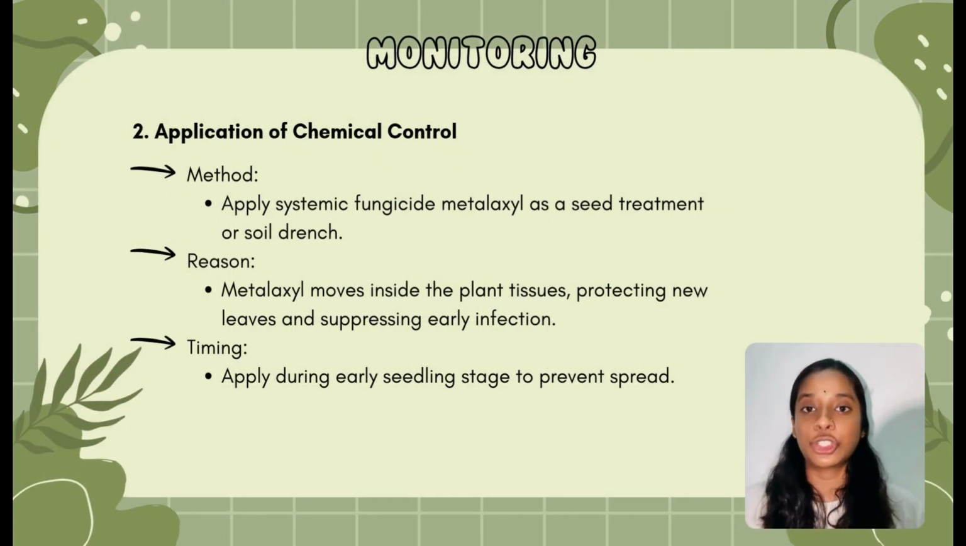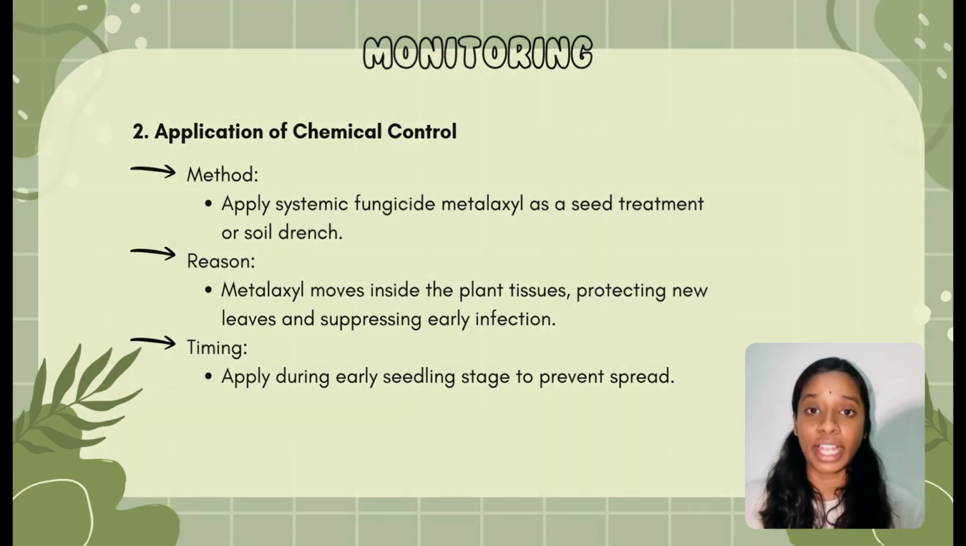Application of chemical control. The fungicide is applied either as a seed treatment or a soil drench. Timing is critical. It should be done during the early seedling stage to prevent the spread of infection. The reason we use metalaxyl is because of its systemic movement inside the plant, which allows it to protect new leaves and suppress early infections effectively.